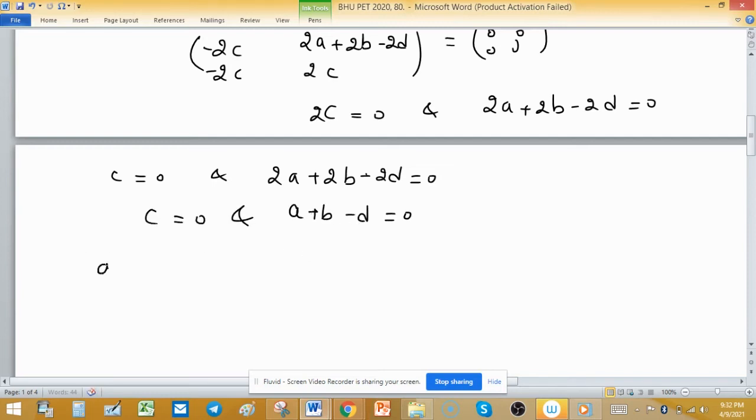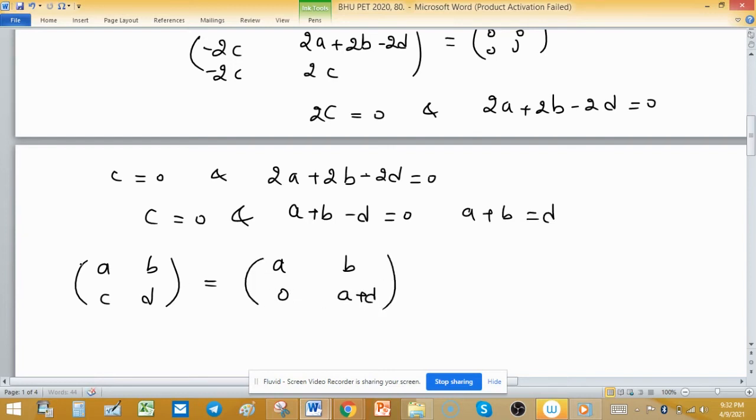It means that matrix A has this structure: a is free, b is also free, the value of c is 0, and d is, by this, a plus b equal to d. So this is the structure of an element A which belongs to the kernel.